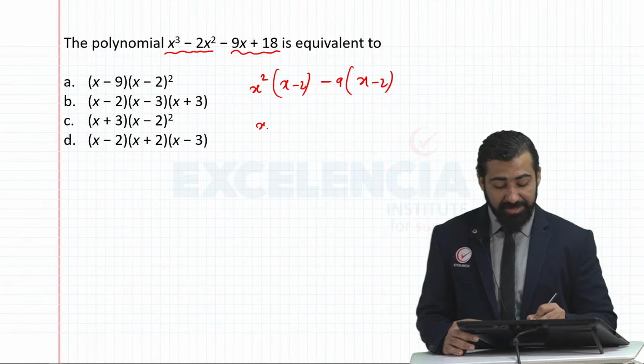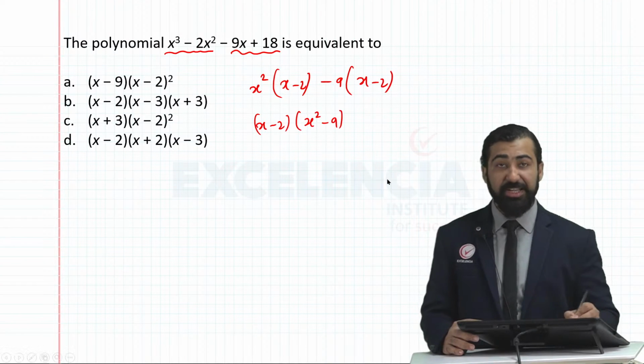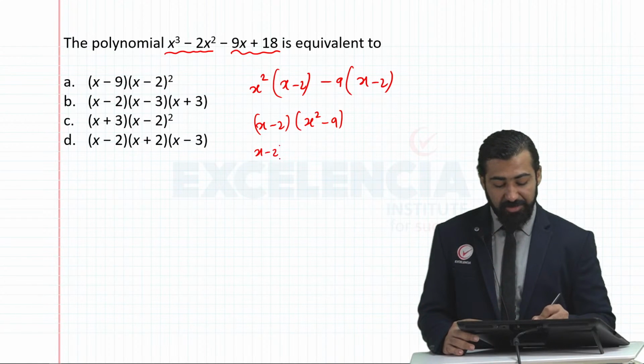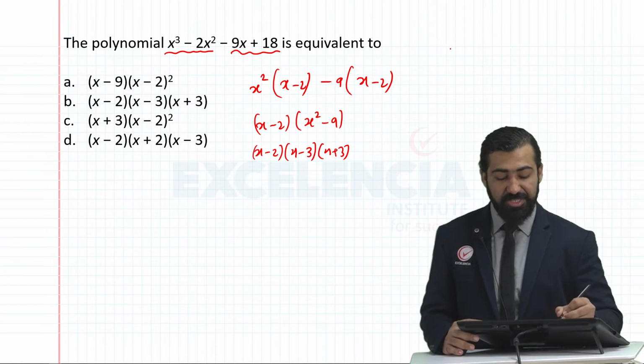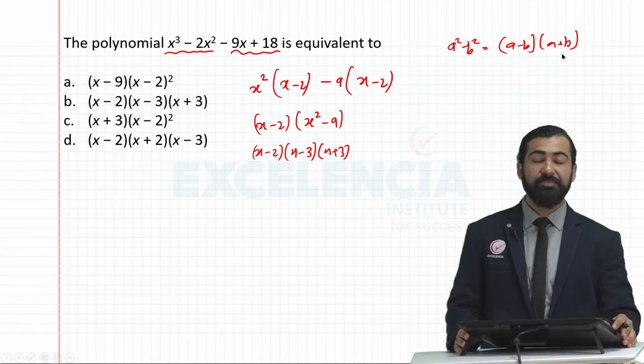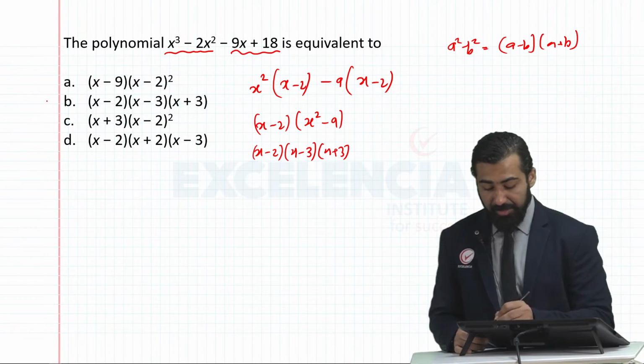So I get x minus 2 as the common part between both of them and x square minus 9 as the remaining part. X square minus 9 can further be factorized as x minus 3 times x plus 3 using the identity a square minus b square is equal to a minus b times a plus b. Okay, so our option B is correct.